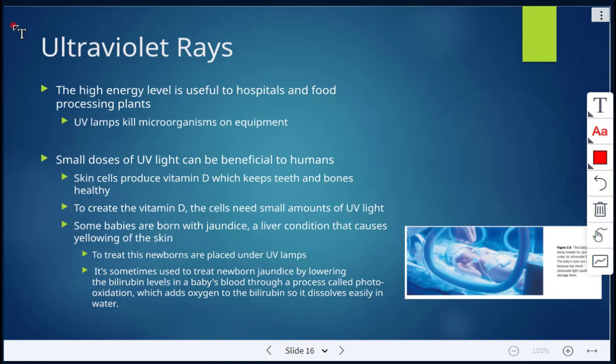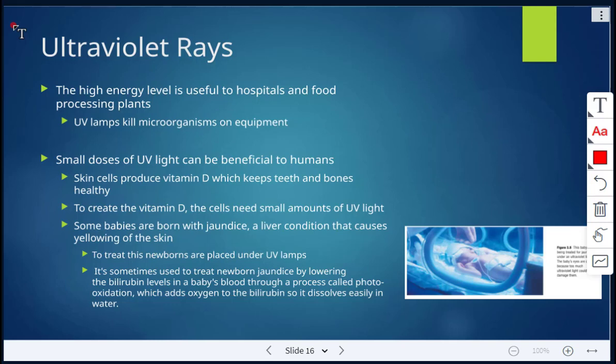Okay, so how do we use ultraviolet rays? It is important in many ways, like treating our water and also in hospitals. It's a high energy level. It's useful to hospitals as well as food processing plants because those UV lamps can kill microorganisms and bacteria on equipment. Small doses of UV light can be beneficial to humans. Skin cells produce vitamin D, which keeps our teeth and bones healthy. But to create that vitamin D, our cells need small amounts of UV light.